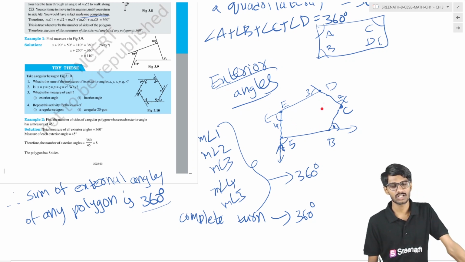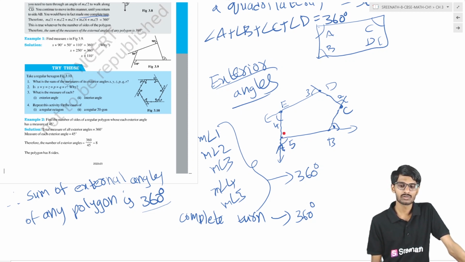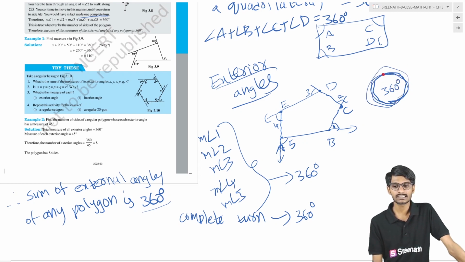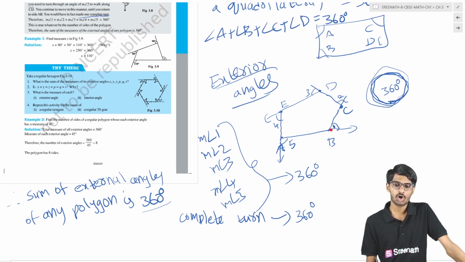Why is the sum of the exterior angles of any polygon 360 degrees? In this example, you have come back to the point where you started, which means you have made a complete turn. If you make a complete turn, what is the angle, like for a circle? That is 360 degrees. Where you started, you have reached that point only. So the total of the angles you have turned is 360 degrees. That's why the sum of external angles of any polygon is 360 degrees.